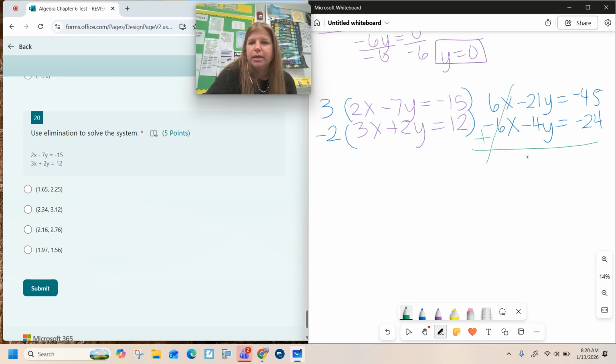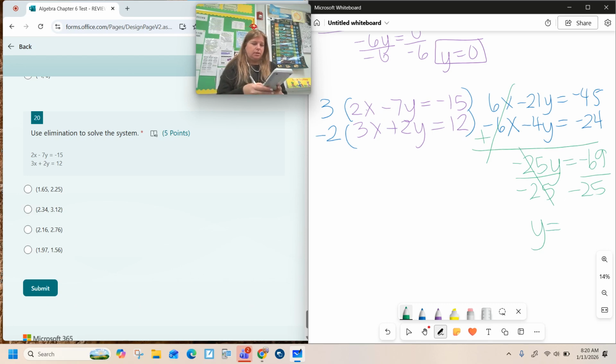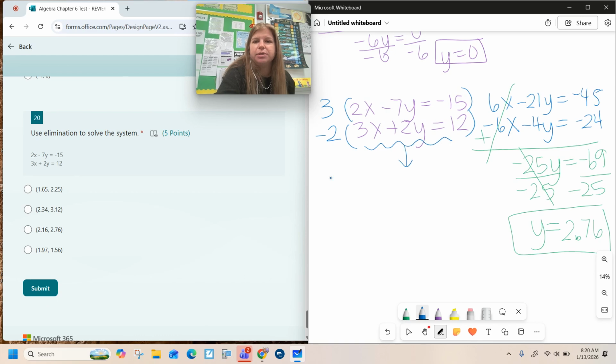The x's are gone. This becomes negative 25y equals negative 69. I do see I have fractions here, or decimals. No big deal. So I'm going to do 69 divided by 25. I get y equals 2.76. And now I'm going to go back to solve for x. I can choose any equation. I'm going to choose this one. So 3x plus 2 times 2.76 equals 12.